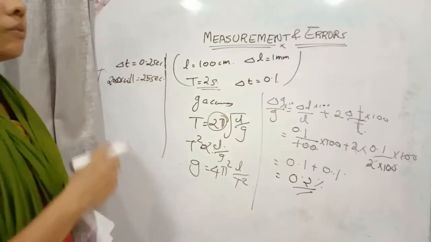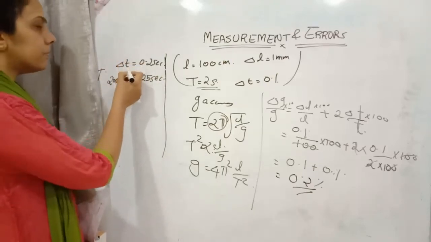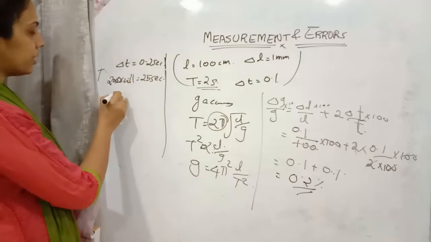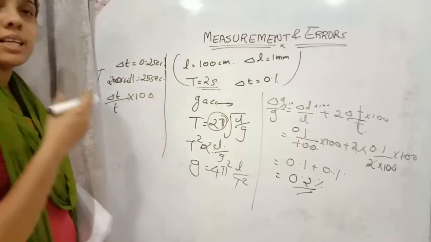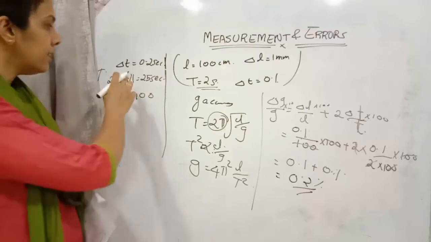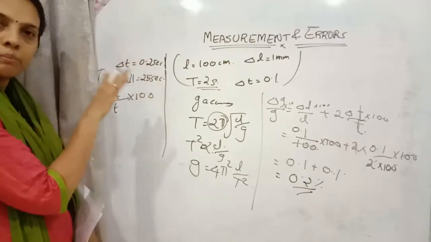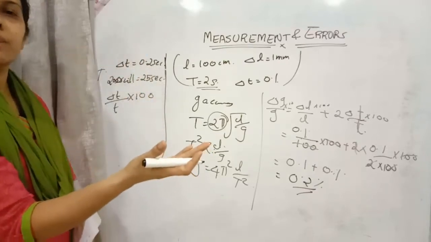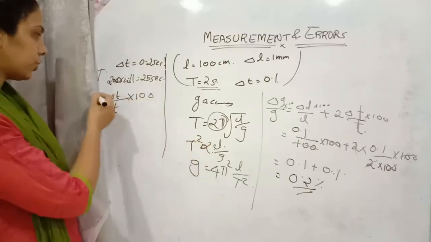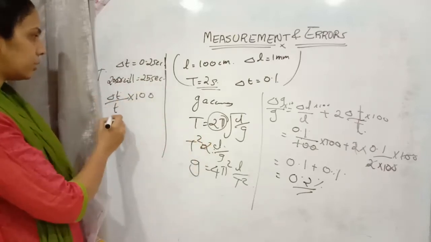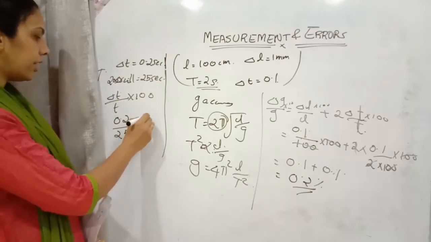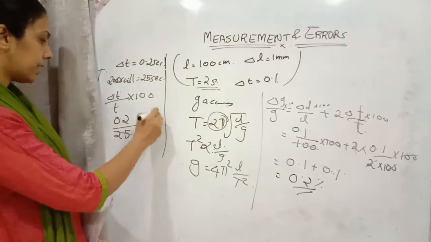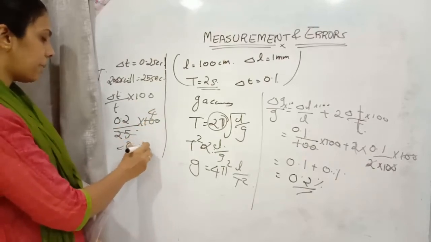So what will be the error in this calculation? Delta T divided by T into 100. The same thing will be the error for the period of oscillation also, right? So delta T by T into 100, that is 0.2 divided by 25 into 100. So here we will get 0.8 percentage.